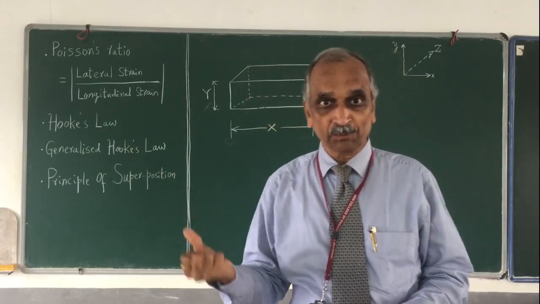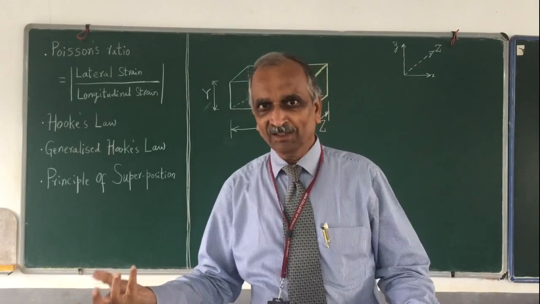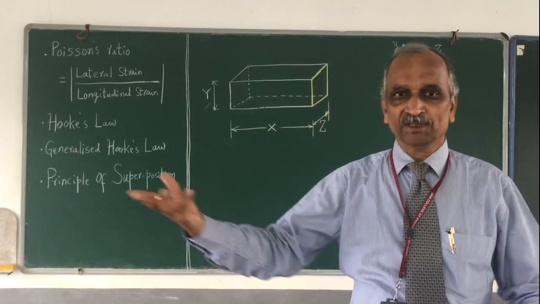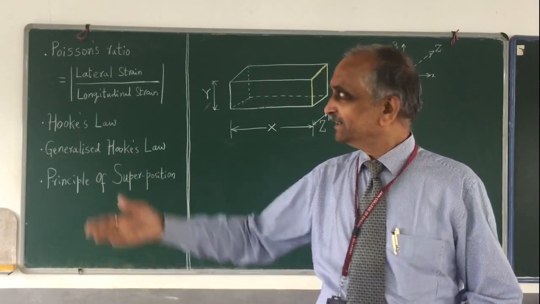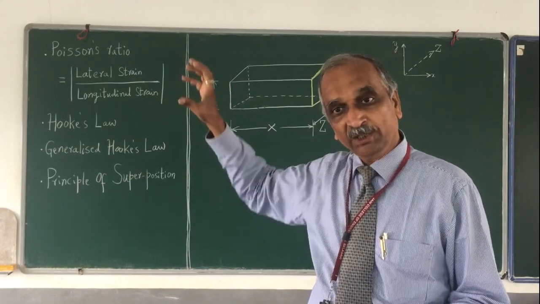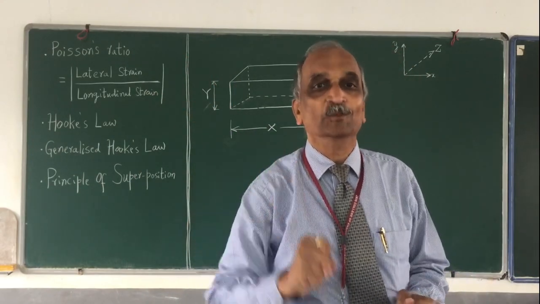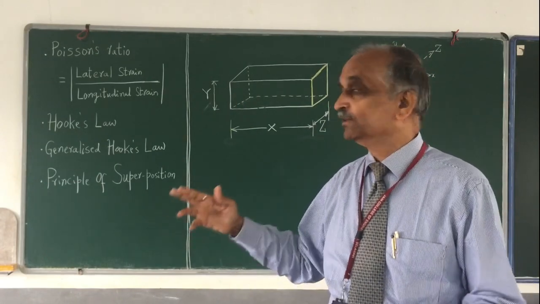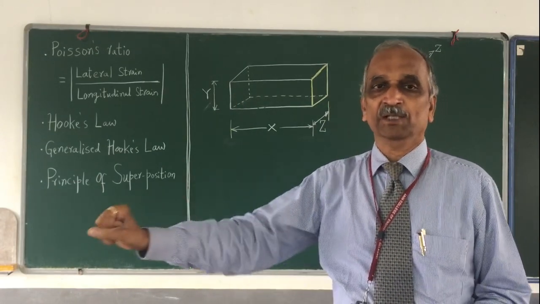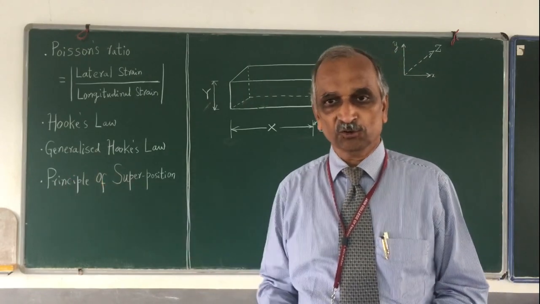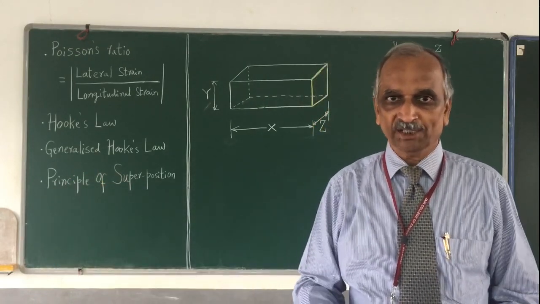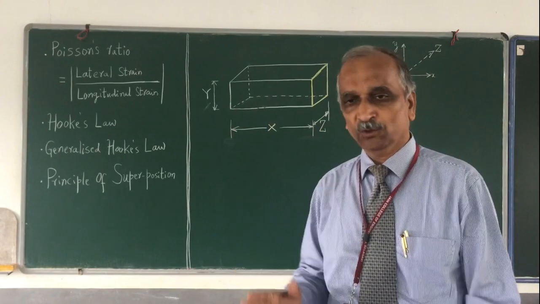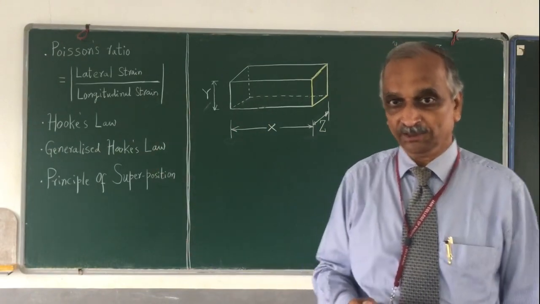What do you mean by property? As you all know, a house is a property of somebody. Like that, every material has its own Poisson's ratio value. Therefore, we say that this is a property. Poisson's ratio is a property. Say for aluminum it is so much, for steel it is so much, for copper it is so much. Like that, it is a unique value. That is why we say that it is a property.